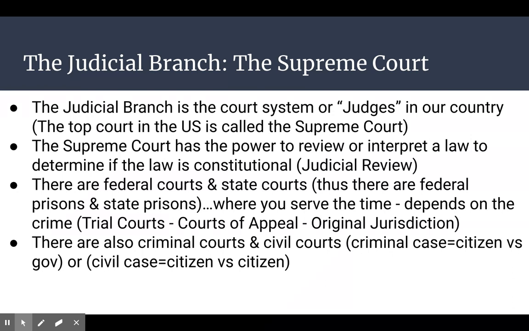So a criminal court is a citizen versus the government. In other words, a criminal court is where somebody broke a law, or at least they were accused of breaking a law. Remember that in our country, we believe in the concept that we're innocent until proven guilty. So if you go to court and you're arrested for robbing a bank, you're not guilty until the prosecution can pull enough evidence and convince the jury that you actually robbed the bank.